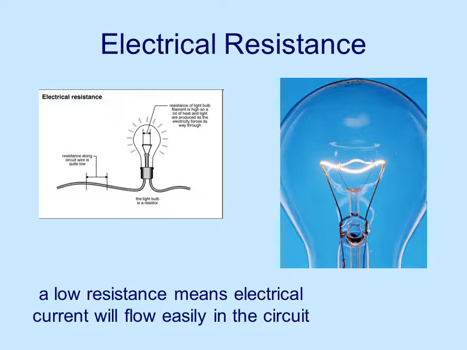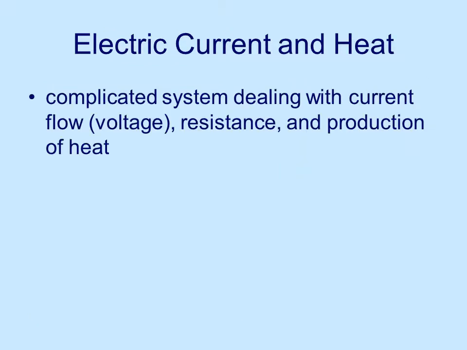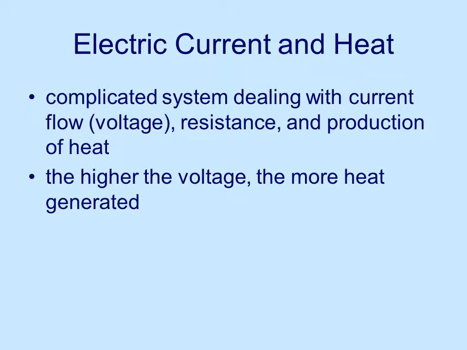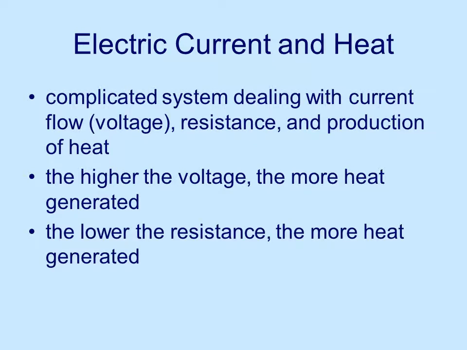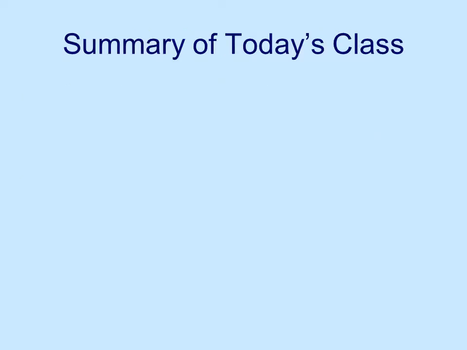A low resistance means that electrical current will flow easily in the circuit. A high resistance means that it requires more. Now, electrical current and heat is a complicated situation. It's determined by the voltage, the current flow. Remember, that's what pushes the electrons along. The resistance and the production of heat. The higher the voltage, the more heat is generated. The higher the voltage, the more electrons you're pushing through, so you're going to have more heat. The lower resistance, the more heat generated.